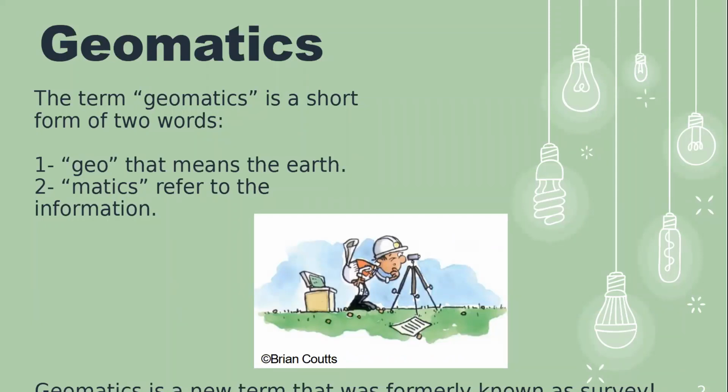Geomatics in general is a short form of two words, geo which means earth and matics which refers to the information related to the earth. It is a new term nowadays which was formerly known as survey.